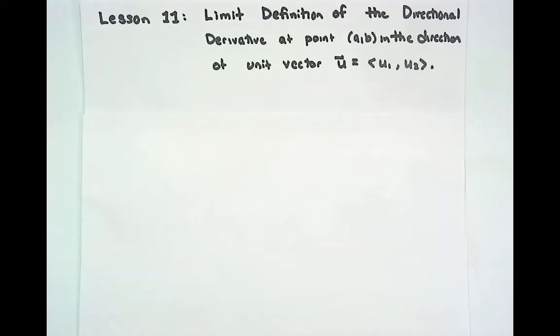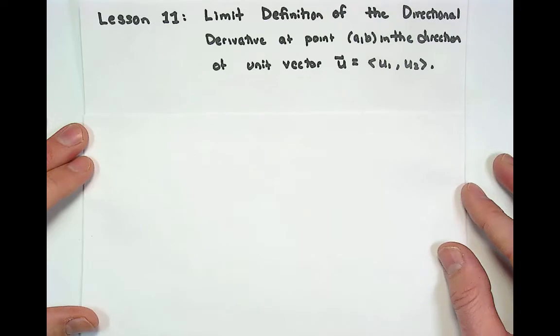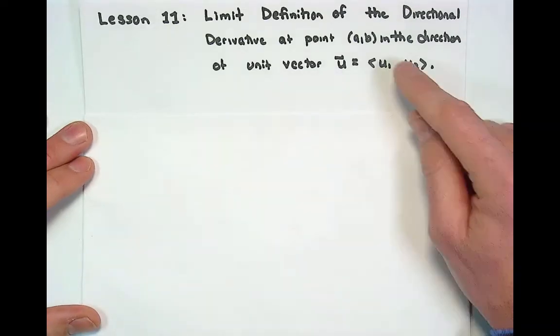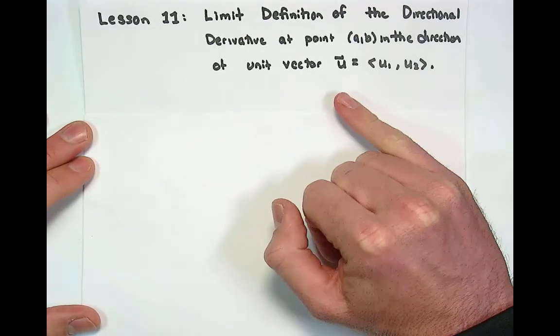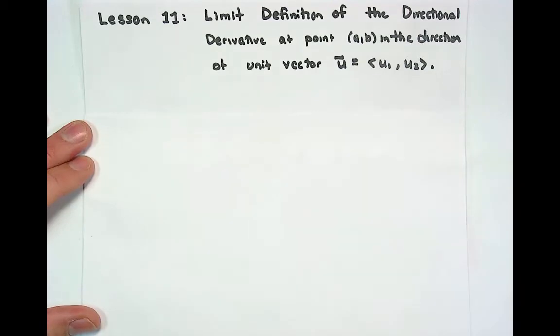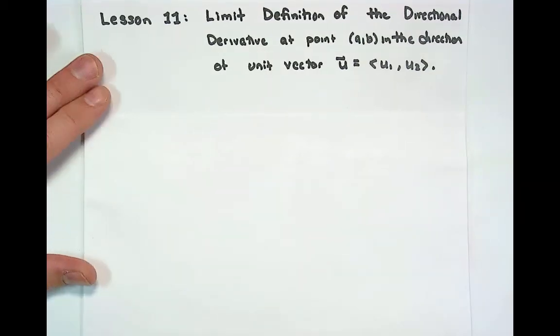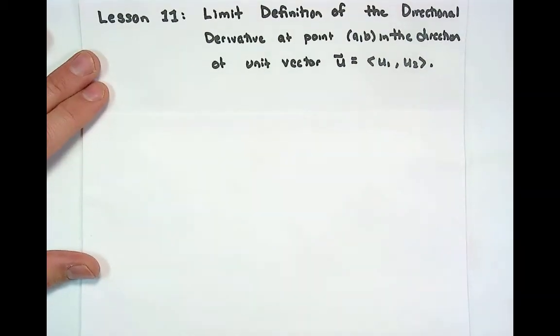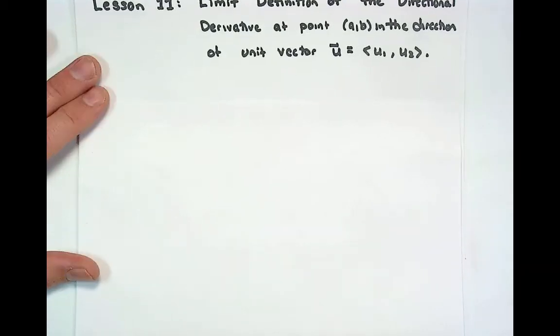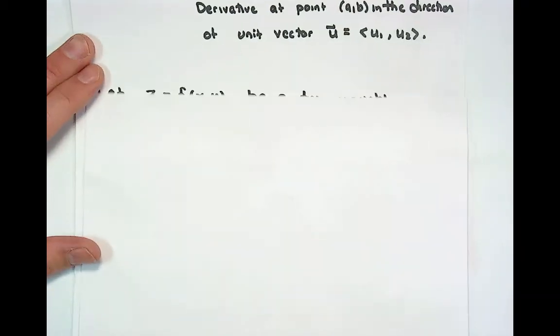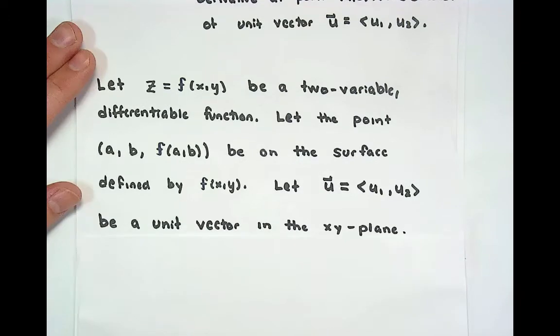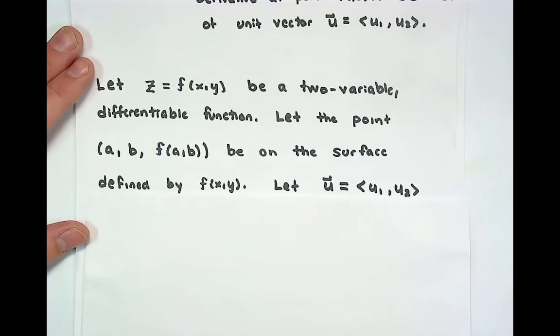Welcome back. In this follow-up video, we're going to talk about the limit definition of a directional derivative at a point (a, b) in the direction of a unit vector u. This is a follow-up from our introduction, and we'll go through all 5 steps of the process of constructing derivatives in this video.